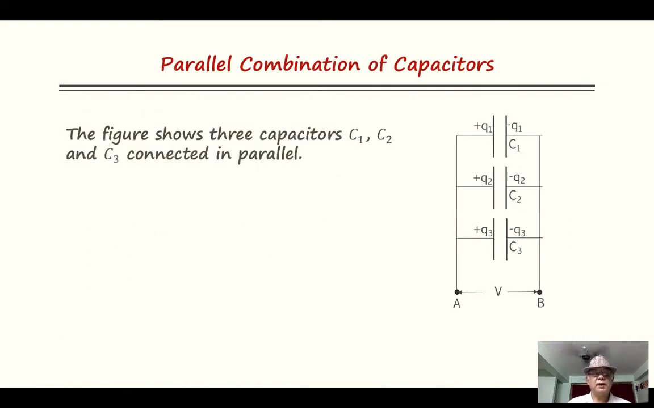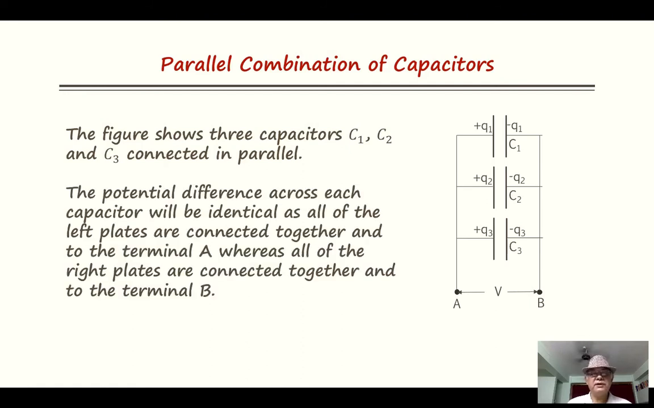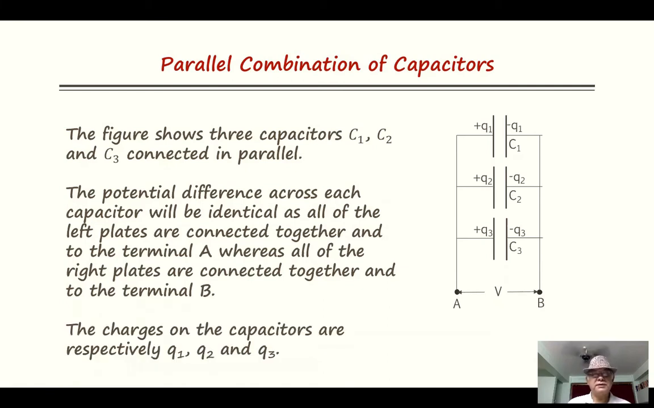Now, parallel combination of capacitors. The figure shows 3 capacitors C1, C2, and C3 connected in parallel. The potential difference across each capacitor will be identical as all of the left plates are connected together and to the terminal A, whereas all of the right plates are connected together and to the terminal B. The charges on the capacitors are respectively Q1, Q2, and Q3.